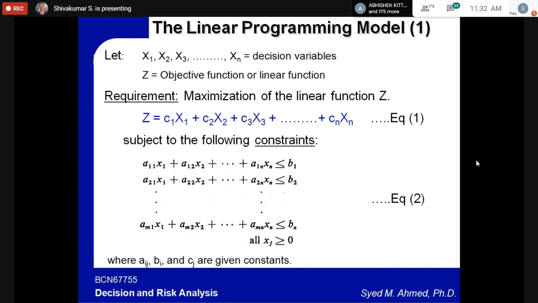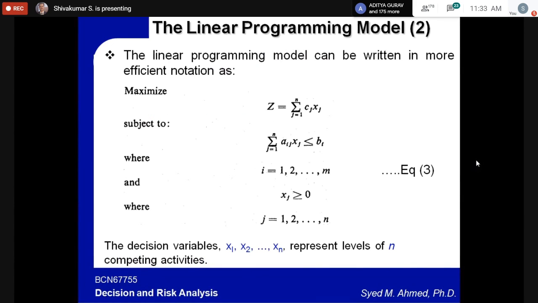These are also called inequalities, because you are not going to get equations here. There is no equal sign. You get either a less than or equal sign, or a greater than or equal sign. That's why these constraints are also called inequalities, because they involve a less than sign or greater than sign. The other constraint: Aij, Bi and Cj are given constants.